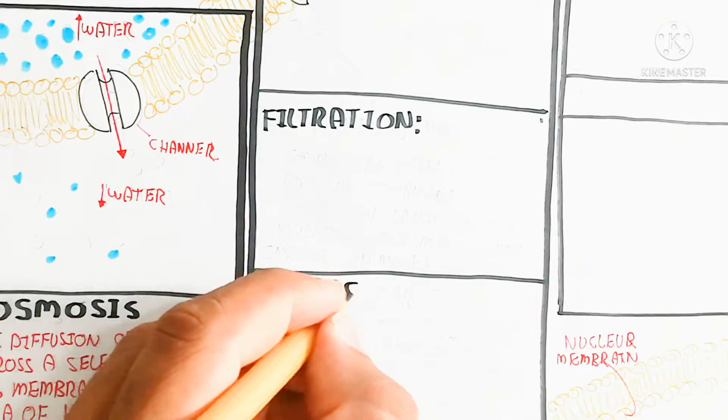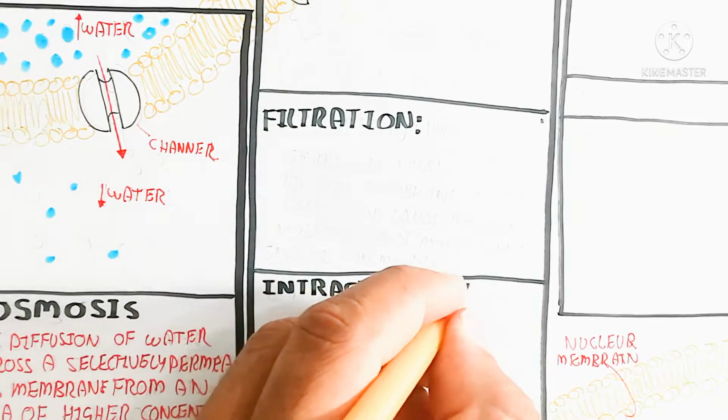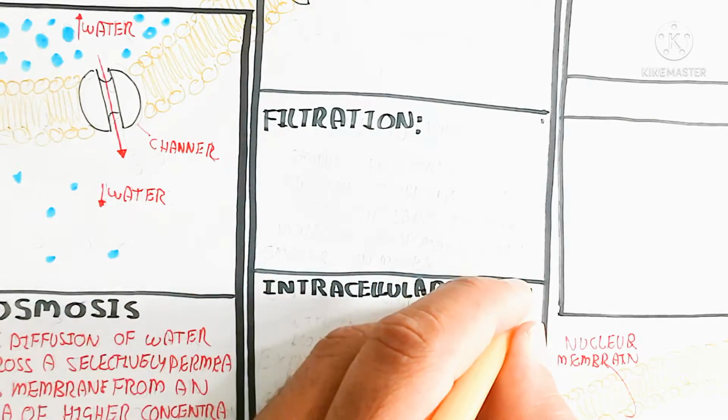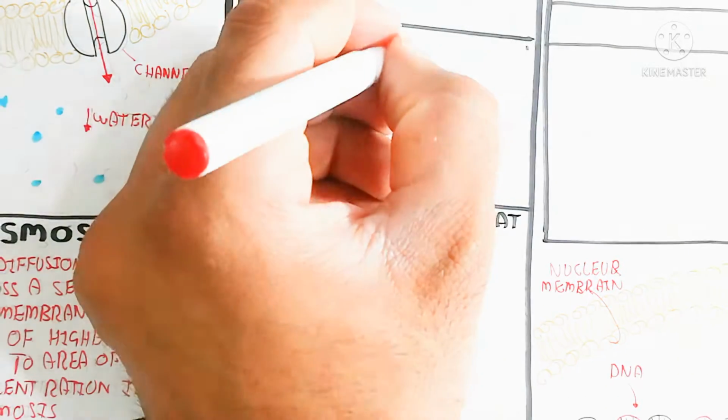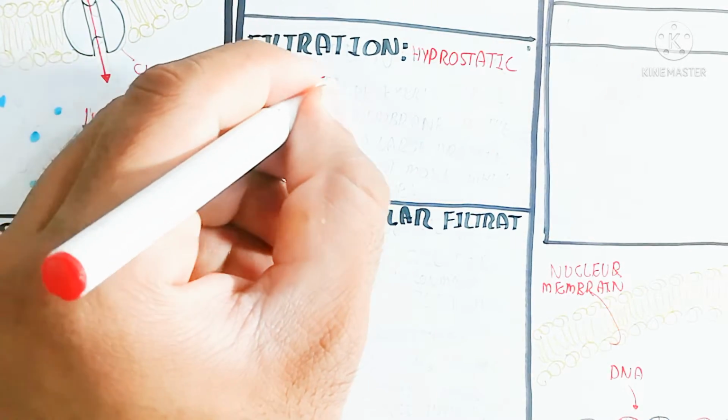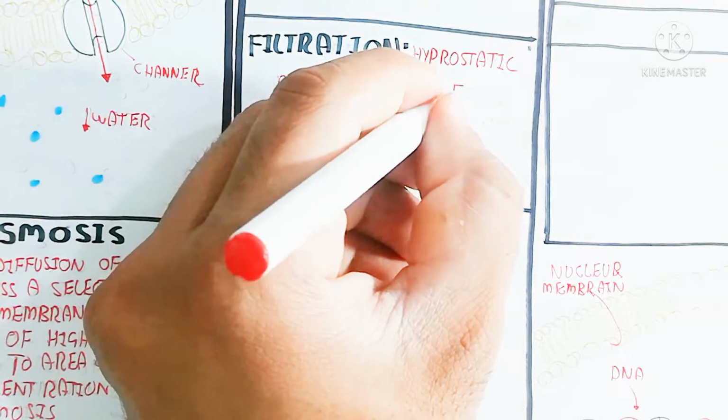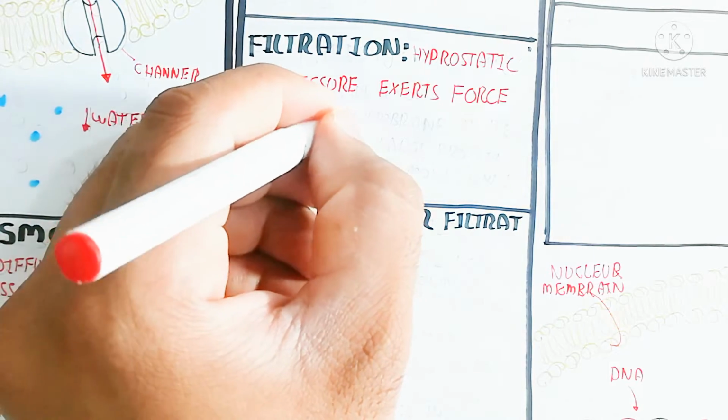So let's begin to understand filtration first. Filtration is basically a different thing. In this way the water will be filtered and ions will be filtered. So intracellular filtration and extracellular filtration are required for homeostasis, remember. So this is the filtration.